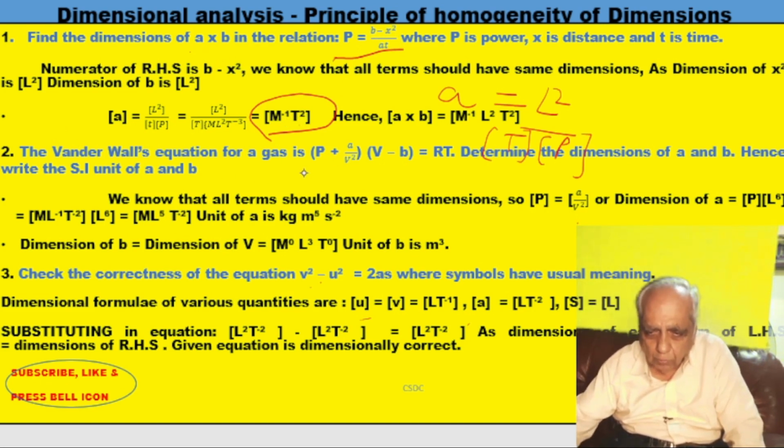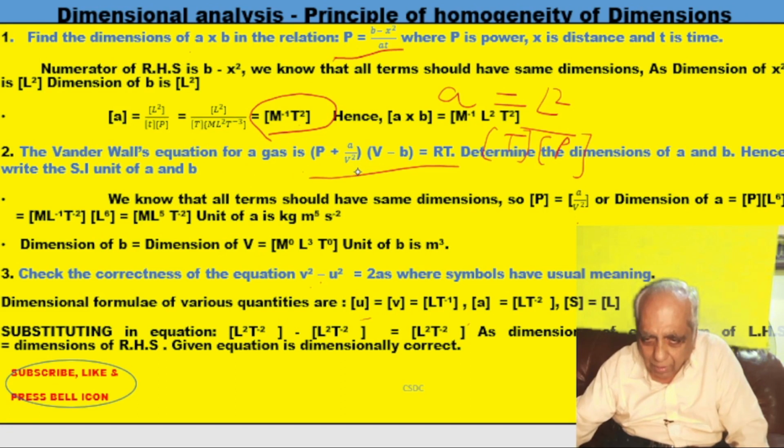Now we will do this second sum, the van der Waals equation. P plus A upon V square, into V minus B, is equal to RT. So now what will be the dimension of B? The dimension of B would be the dimension of V. What is the dimension of V? L cube. So the dimension of B is L cube. So I found out the dimension of B is equal to L cube.